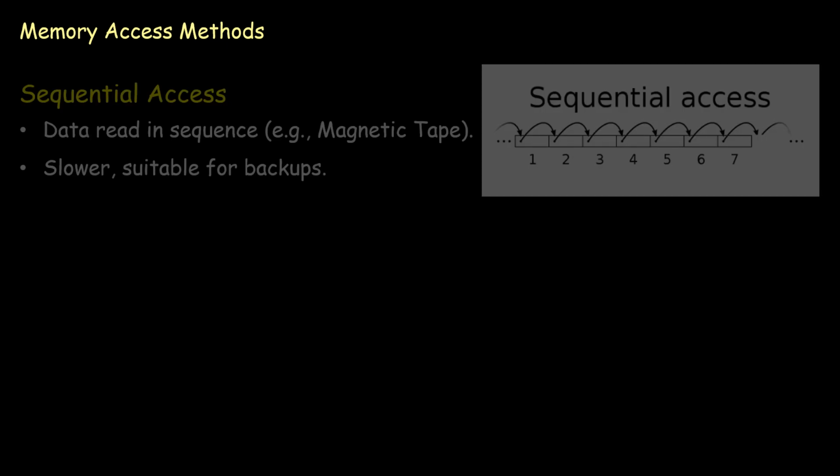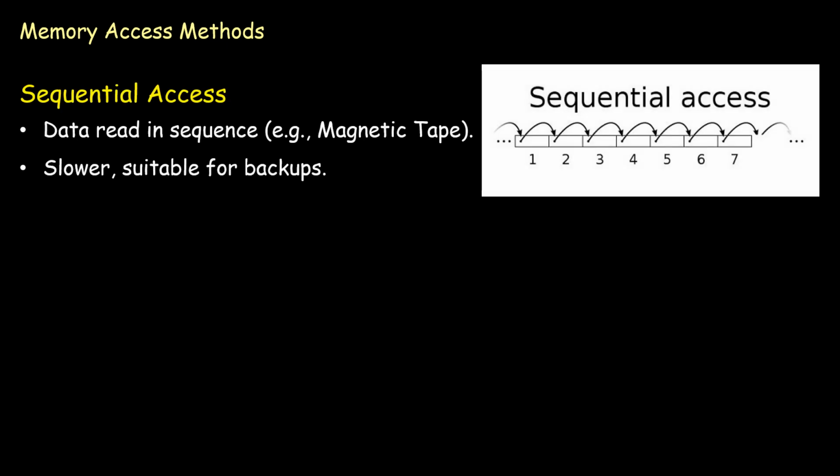Memory access methods. There are two main ways to access data. One is sequential access, the other one is random access. Sequential access is a method where data is read in order, one after the other. This is slower but works well for tasks like backup, where the data does not need to be accessed quickly. An example is magnetic tape.